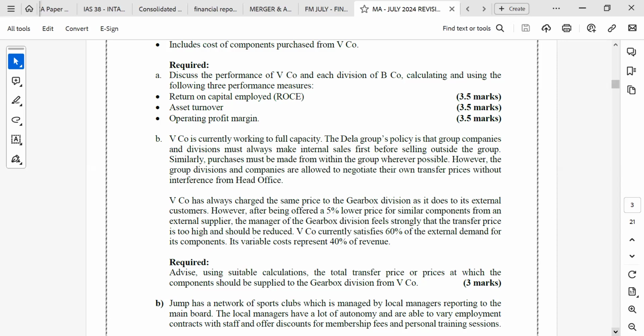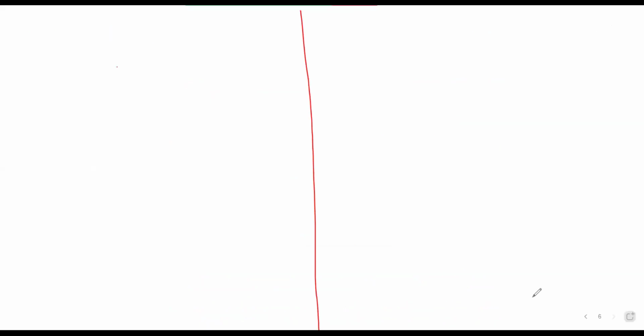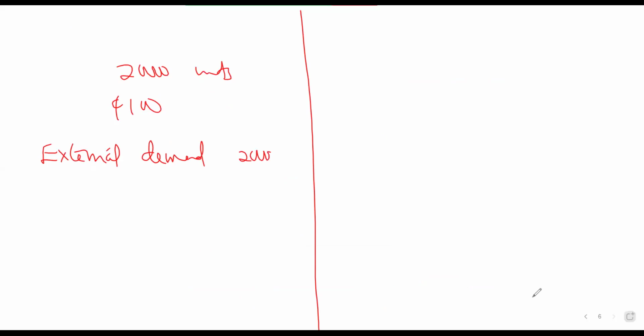If you are operating at full capacity, the question is, are you using the full capacity to meet the external demand? If that is the case, then if the division wants to buy, they have to buy at opportunity cost. So let's say the capacity of the division is 20,000 units. We are selling a unit at 100. Our external demand is also 20,000 units. So it means that our capacity can only produce for the external demand.